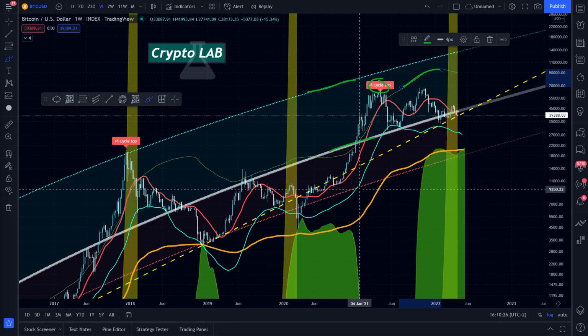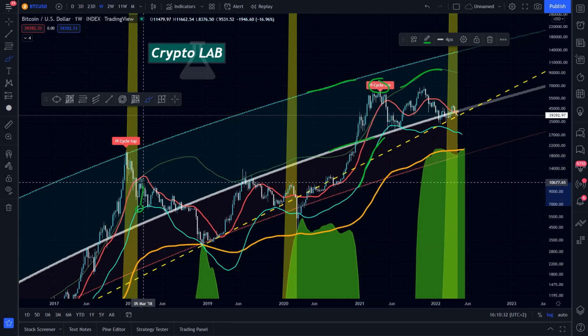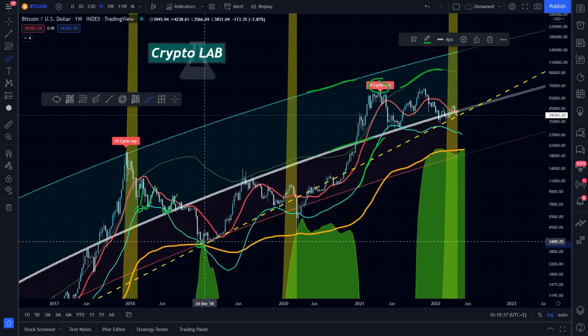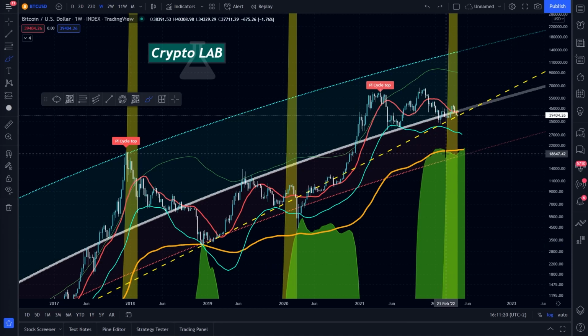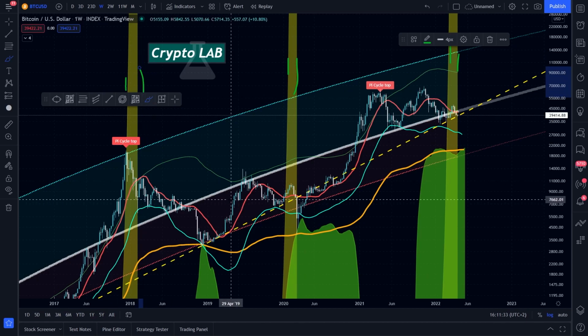Then we have the aqua line in blue again, as you can see. Every time we pierce it, we have a big bounce to the upside. And last but not least, we have the spotlight indicator, because every time we enter the yellow zone that you see here, also here, and even in the past, we have a big event in the market.